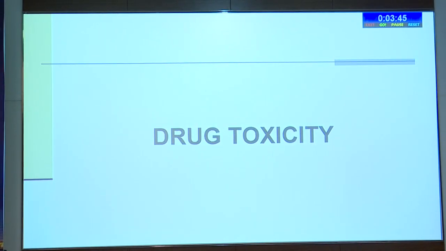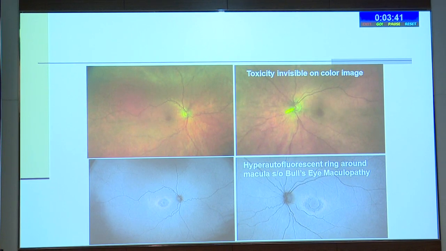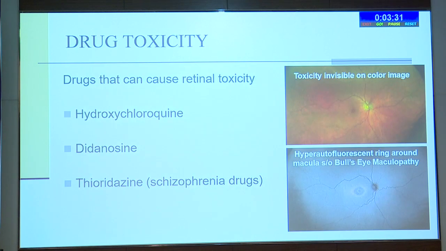What about drug toxicity? So this is a patient whose fundus looks remarkably normal, and the vision is also 6/6. A patient who has been on IC237 for a long period of time, and the autofluorescence shows you a bullseye maculopathy. So there are many drugs which can cause retinal drug toxicity, like HCQ, didanosine, and thioridazine.